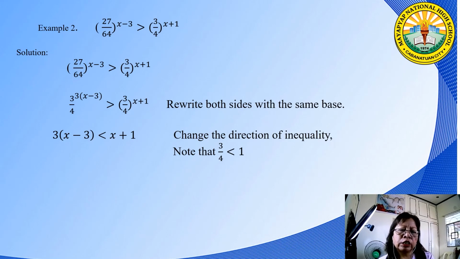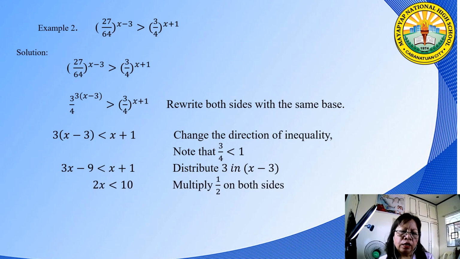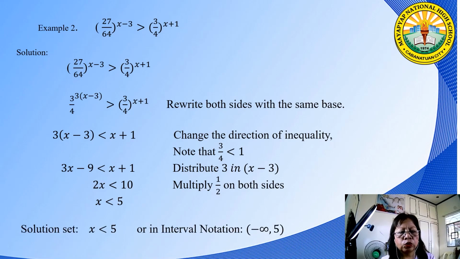Then you distribute 3 in quantity x minus 3, that becomes 3x minus 9 less than x plus 1. So 2x is less than 10. Then you multiply both sides by 1/2 to find x, and x is less than 5. So the solution set is x less than 5, or in interval notation, that is negative infinity to positive 5.